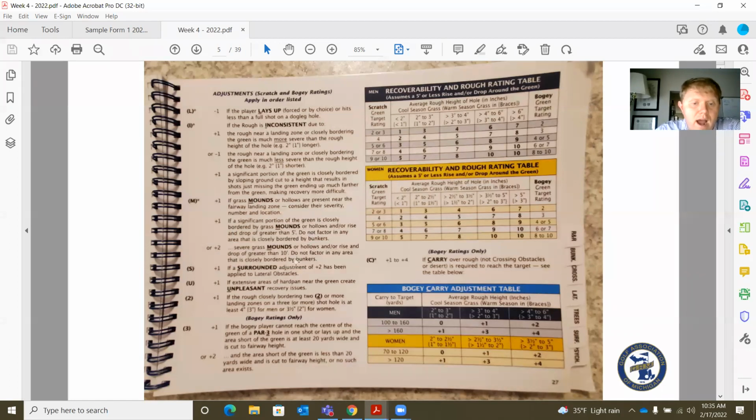So if you do have a rise of greater than 10 feet, which you could at some golf courses, you might even have a +2 adjustment in some cases.